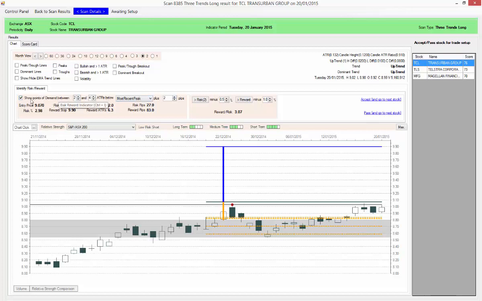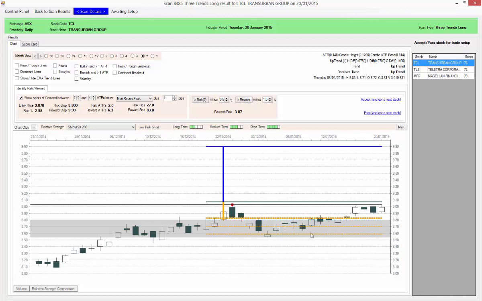So I'll say it again, show points of demand between 2 and 4 ATRs. So how do we know what 2 and 4 ATRs is in this chart? I have a grey zone drawn on the chart, which is, here's the entry price, there's 2 ATRs and there's 4 ATRs. So the grey zone represents the 2 and 4 ATRs. So we'd like to look for a place to hide, to place our risk in that zone.